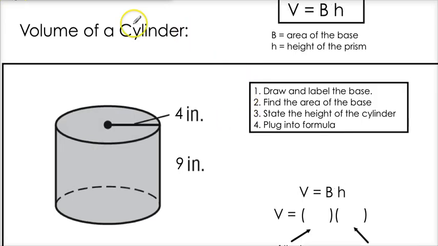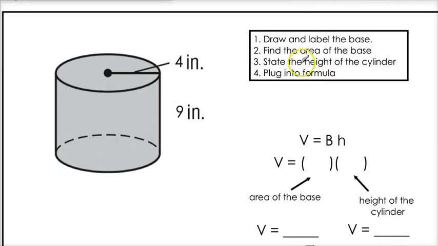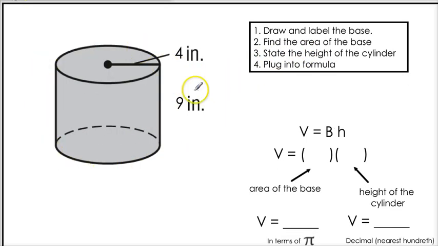All right, now the formula for finding the volume of a cylinder is exactly the same. The volume is equal to the base times the height. Base once again means the area of the base, and h is the height of the cylinder. So it's the same 4 steps. So if I want to find the volume of this cylinder right here, once again, I'm going to start by drawing and labeling the base. So let's draw the base, which is a circle. Remember, our base is a circle right over here.